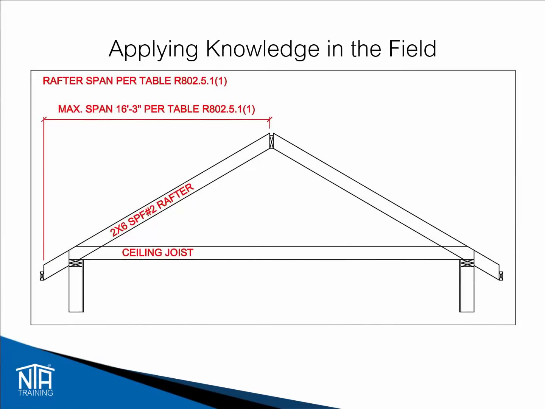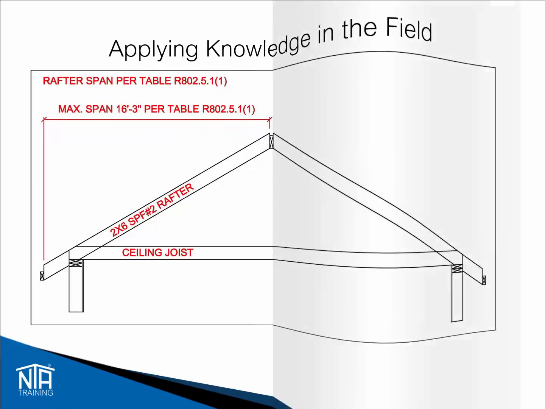This illustration shows how to accurately measure a rafter as it relates to Table R802.5.1.1. You measure the horizontal dimension of the rafter, not the diagonal dimension, to verify compliance with this table.